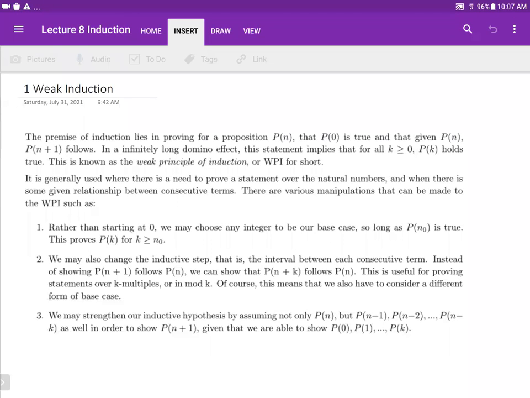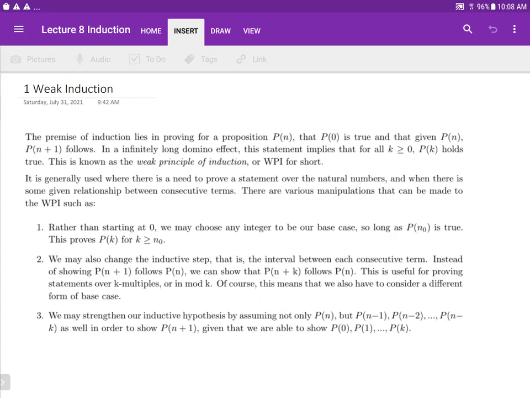And this is called the weak principle of induction, in which you only assume the base case is true, and then you perform the inductive hypothesis and then the inductive step. And then generally, you use it to prove a statement over natural numbers, but this is not always the case, though it's most often the case. And then there is some relationship between consecutive terms, as I mentioned before.